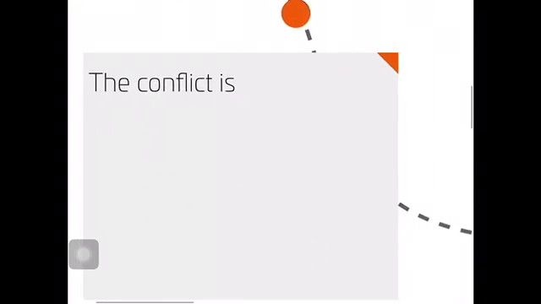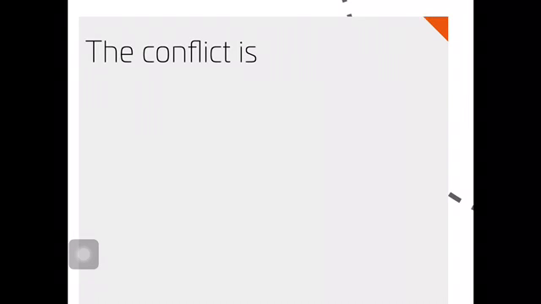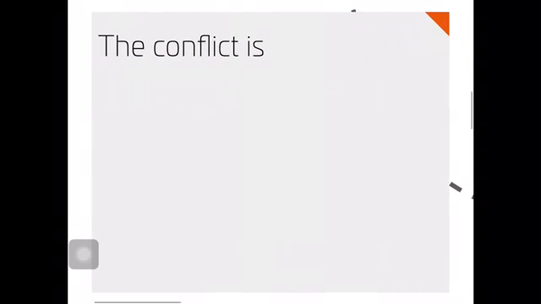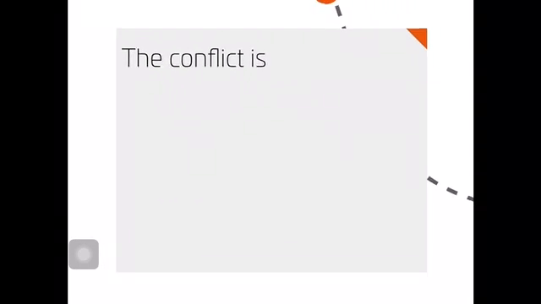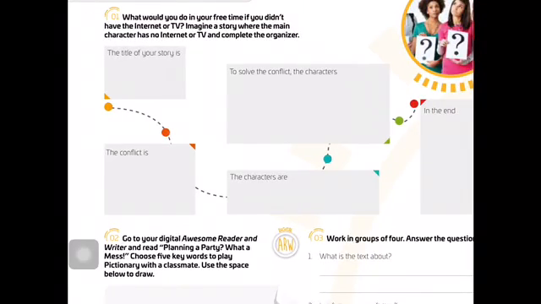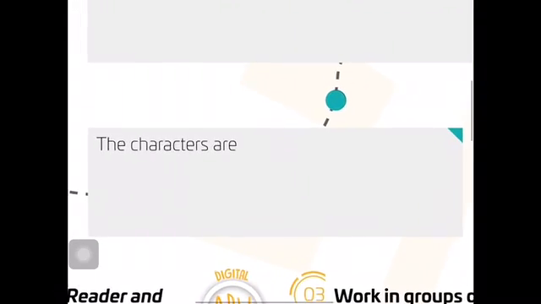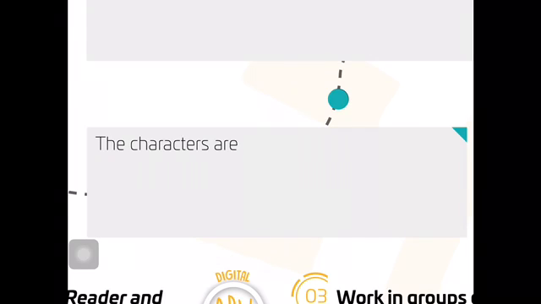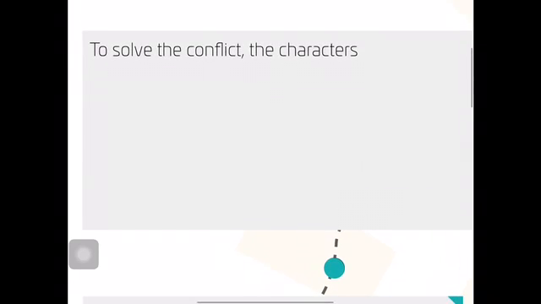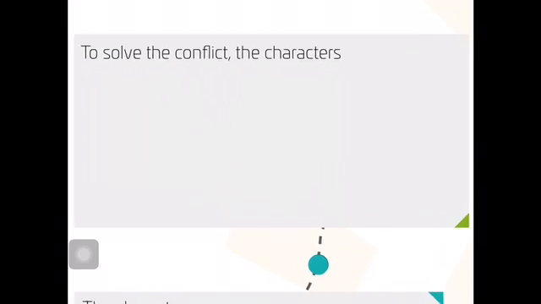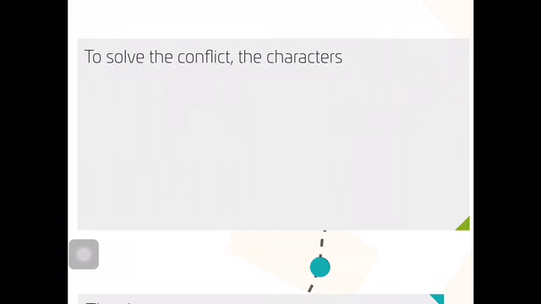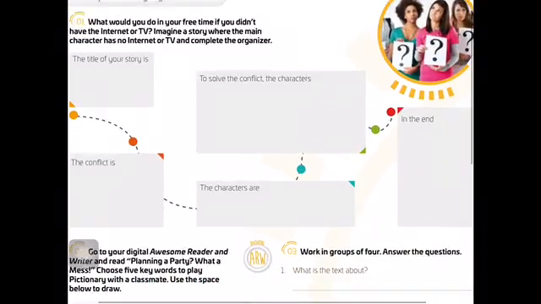What is the conflict? This boy doesn't have internet and TV. This girl doesn't have any electrical things in the house, any devices, no TV, no internet, nothing. The characters are, what are the characters in the story? The mother, the brother, the dog, the cat, I don't know. Okay. To solve the conflict, what do the characters do? Well, maybe they do a lot of things in the house and they don't like it, or maybe they can get the internet and they can get a TV, so they can give a solution to this conflict.